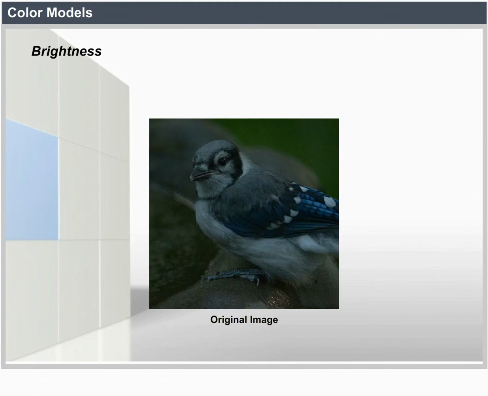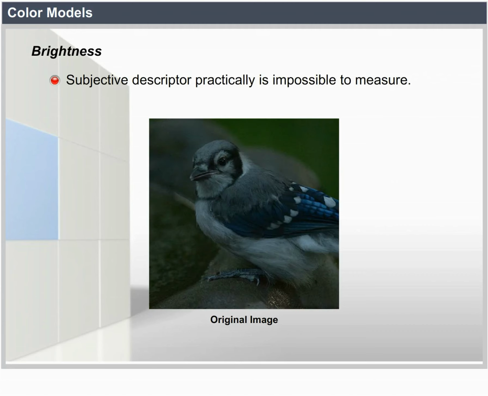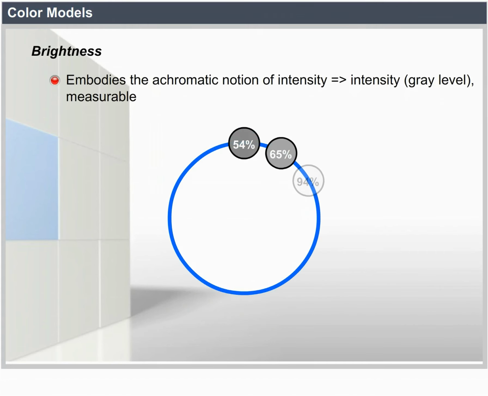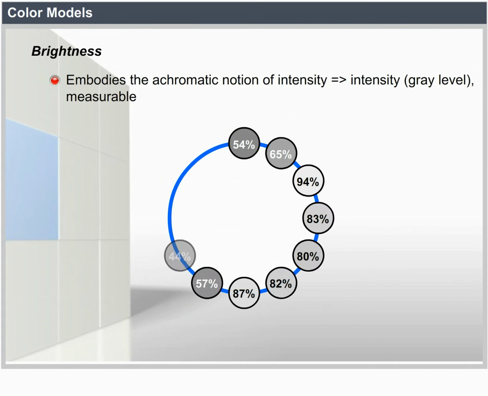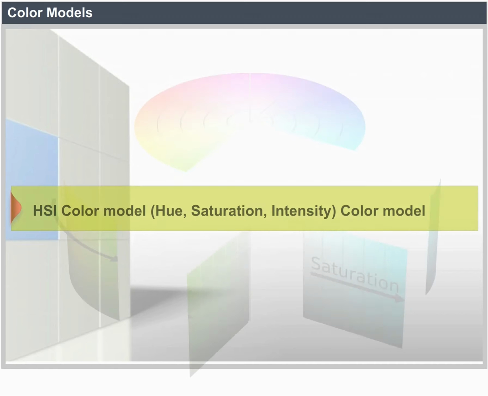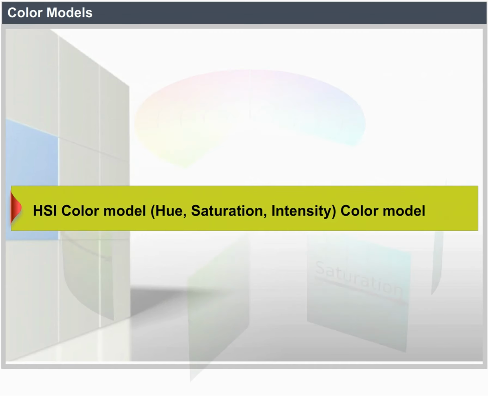Brightness, a subjective descriptor, is practically impossible to measure, and embodies the achromatic notion of intensity. Intensity, gray level, is measurable. The HSI color model: hue, saturation, intensity color model.